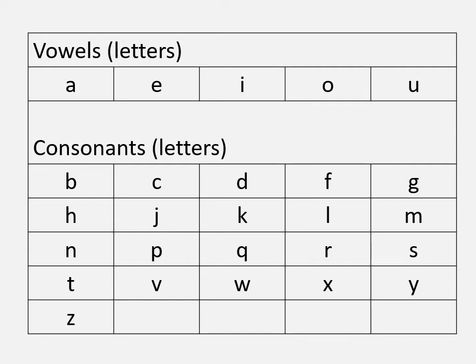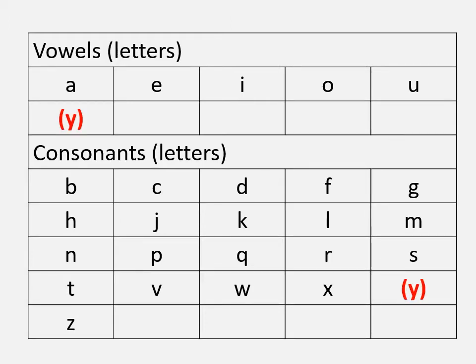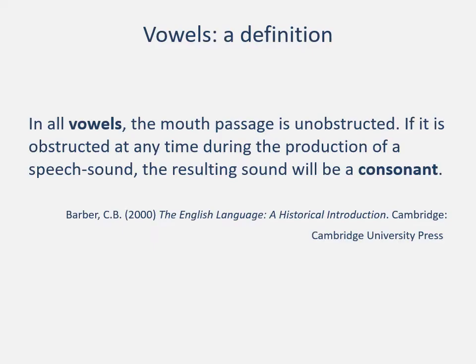So here are the letters that are vowels, A, E, I, O, U, and the others, which are all consonants, except for Y, which can serve both as a vowel and as a consonant. Here's a really useful definition from Barber. In all vowels, the mouth passage is unobstructed. If it is obstructed at any time during the production of a speech sound, the resulting sound will be a consonant. And we can demonstrate this easily.